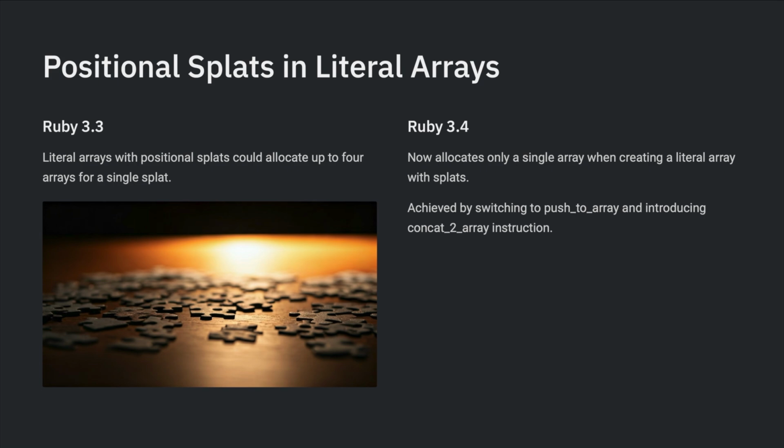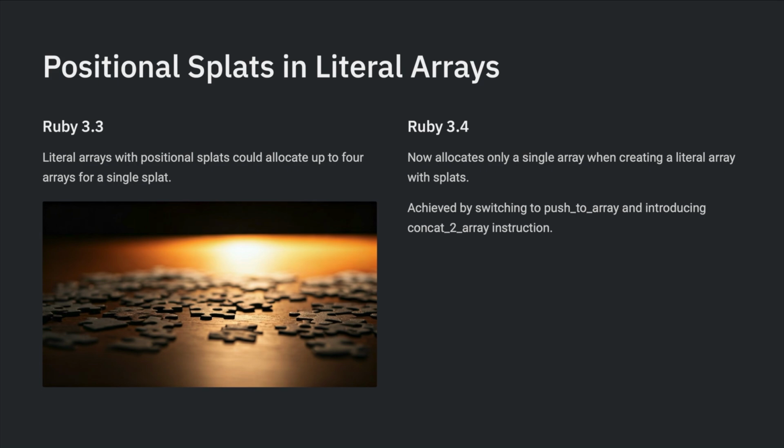Yeah, it was apparently due to the sequence of internal steps needed. Again, by using better internal instructions, one that pushes to an array and another called concat to array, they could streamline the process and get it down to a single array allocation in 3.4. Big improvement. Definitely. What about keyword splats inside array literals, like [**h]?